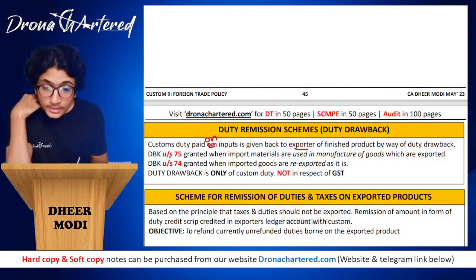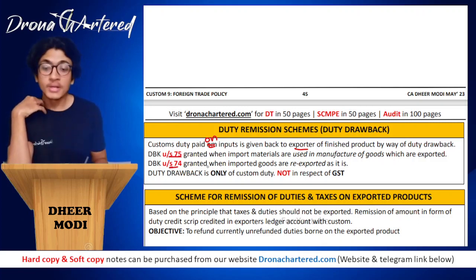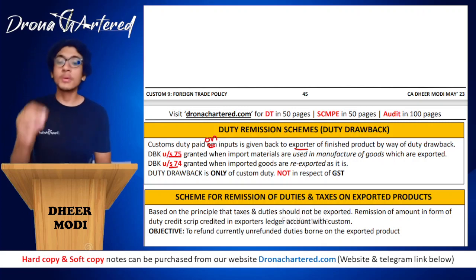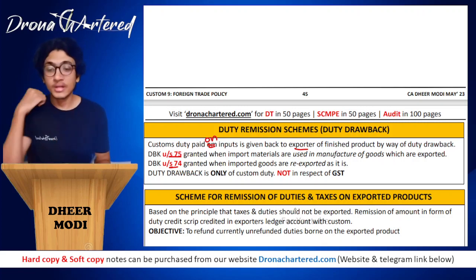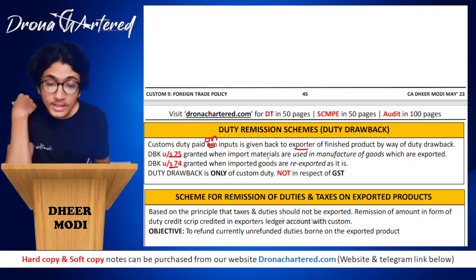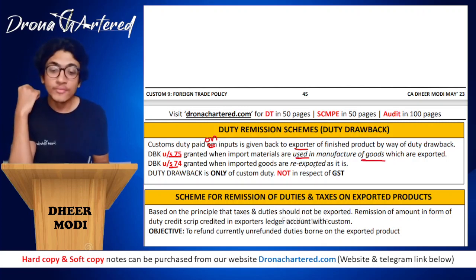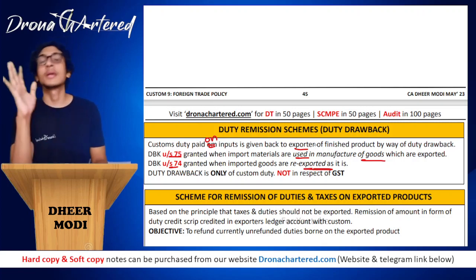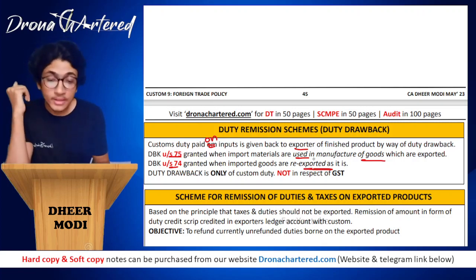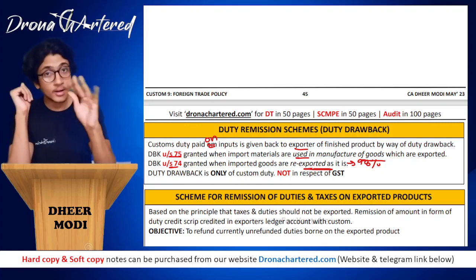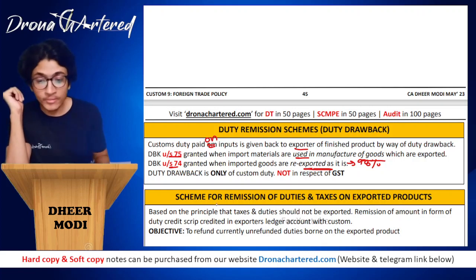Now, duty drawback under Section 75 and duty drawback under Section 74. If you remember, we had done these. Section 75 is granted when imported materials are used in the manufacture of goods which are exported, while Section 74 is for goods re-exported as they are. That means nothing has been done, it is re-exported as it is. When re-exported as it is, 98% was refunded. And when your imported material is used, there were different all industry rates, special brand rates, etc. I hope you remember all of that.